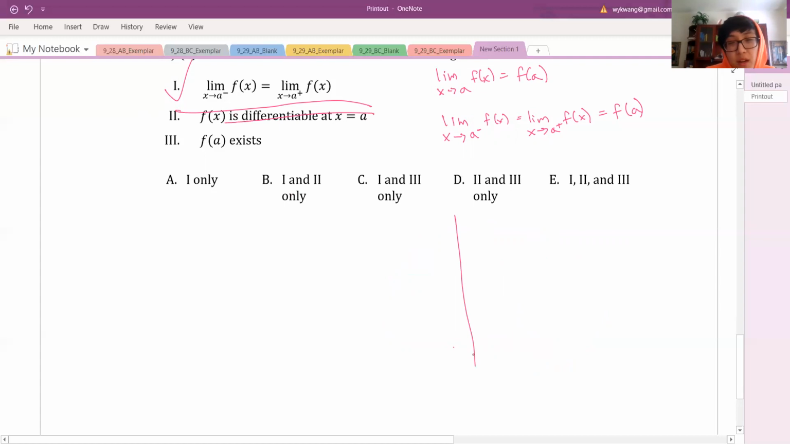For example, I drew earlier the absolute value graph. This is continuous. You notice I didn't pick up my pen, right? Yeah, I know it's not differentiable because there's a sharp corner. So 2 is not correct.